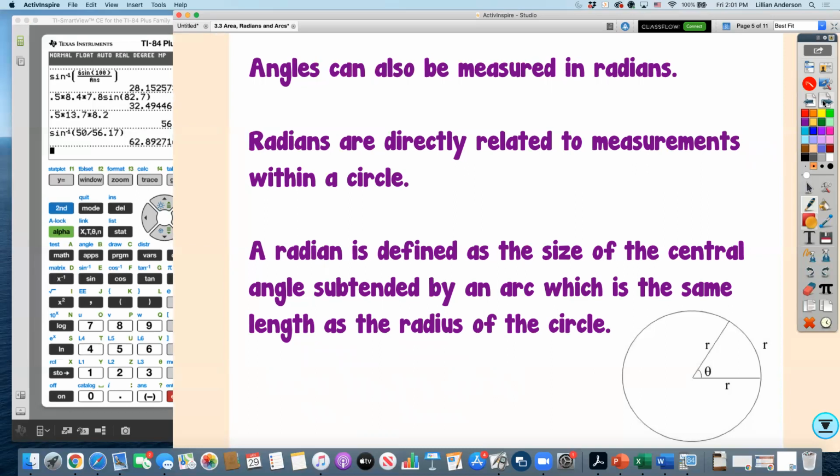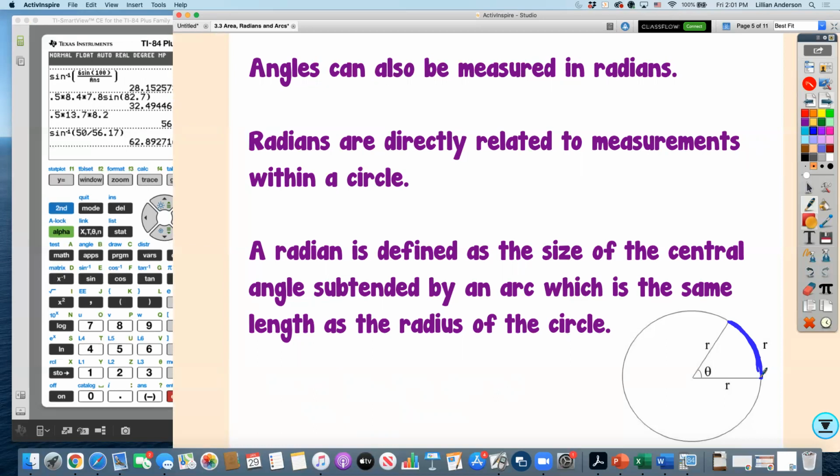And a radian is defined as the size of the central angle subtended by an arc. So basically included by the arc, which is the same length as the radius of a circle. So essentially, this right here represents a fraction of the circle. All right. And again, its measurement is associated to roughly about 57 degrees.